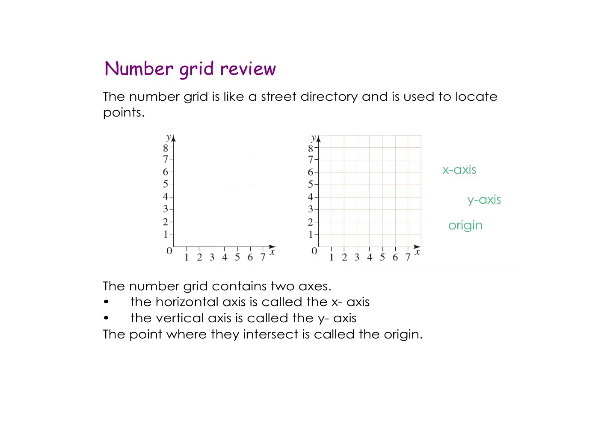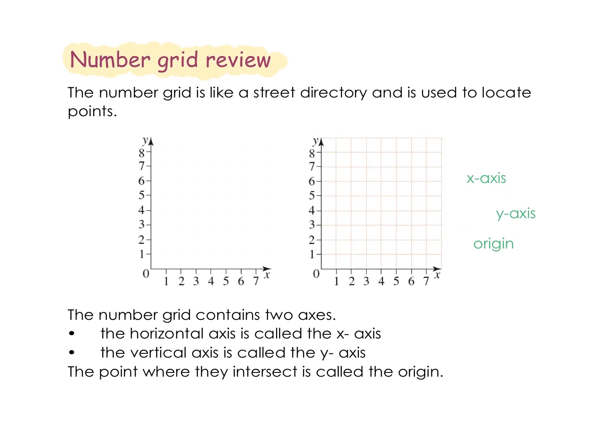Let's go. Number grid review. Let's go review the number grid. I highlight it, you write it down, you know the drill. The number grid is like a street directory and is used to locate points. Sometimes we'll have a grid drawn up for you, sometimes we won't. The number grid contains two axes.